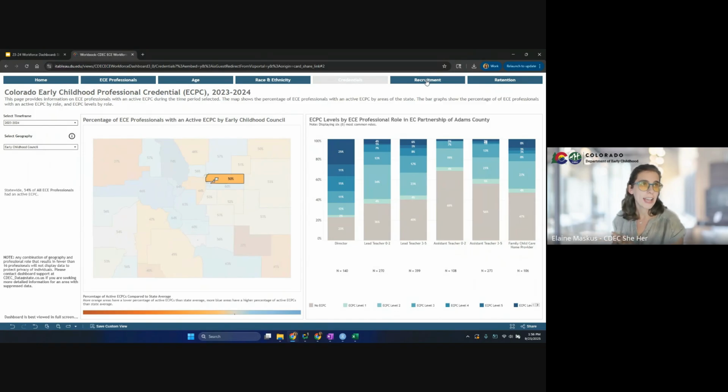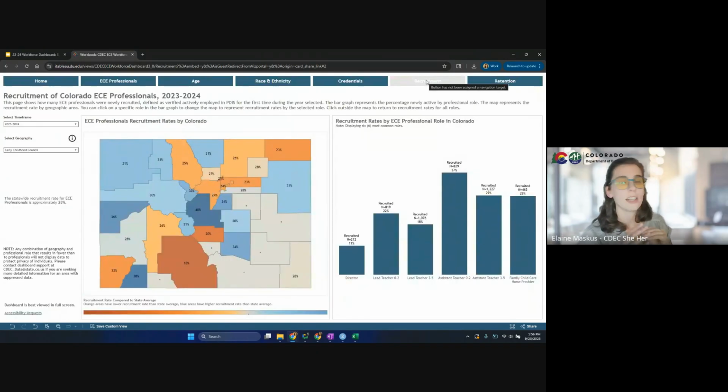All right, our last two tabs show data across the school years. So this is the recruitment rate between the 2022-23 school year and 23-24 school year. Because of that, these two tabs do not have a time frame filter because it's the data between the 2 years.